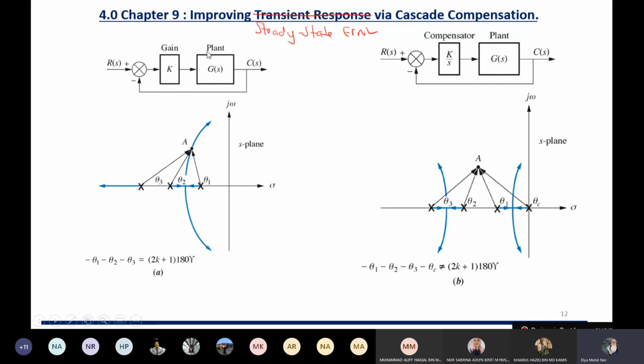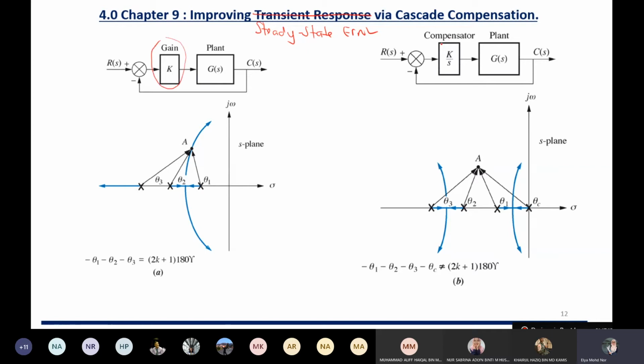So, for example, for this plant and with this gain, the root locus is like this. It means that there are 3 open loop poles, and these 3 open loop poles will create a root locus that is moving to the positive and negative, and point A here is at this point. So now, what happens if we add an integrator to the gain here, to the controller?